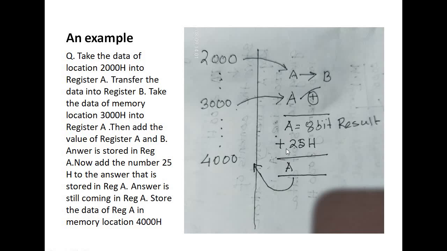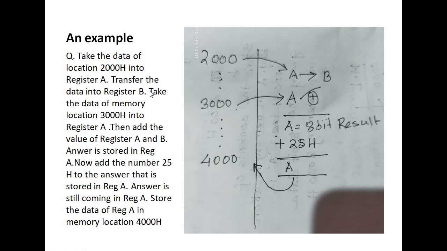You have to add the data 25H, right? Then after addition, where will the result get stored? Again in the accumulator. Then after the result is stored in register A, you have to store the data of register A in memory location 4000H. Clear? What is the question?